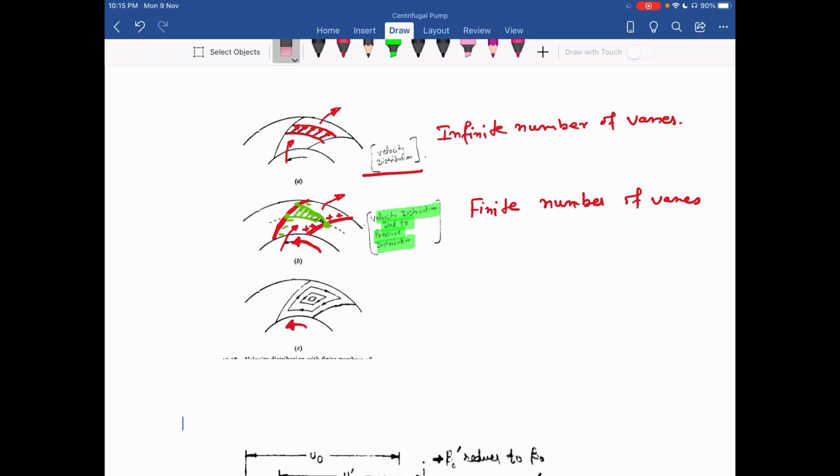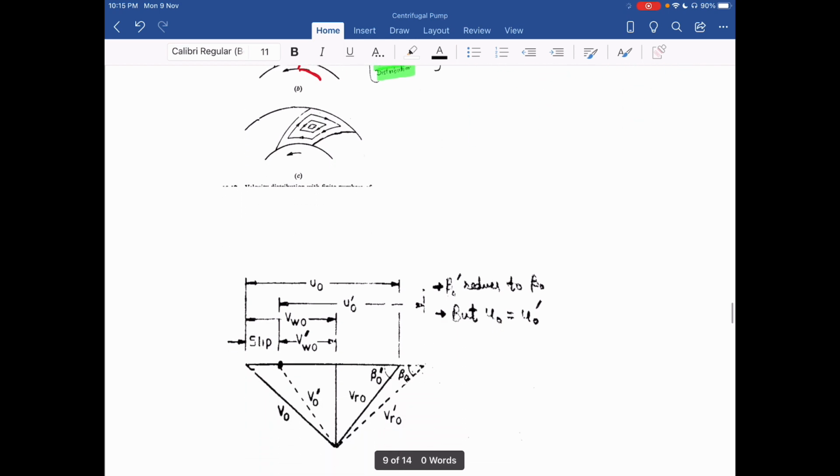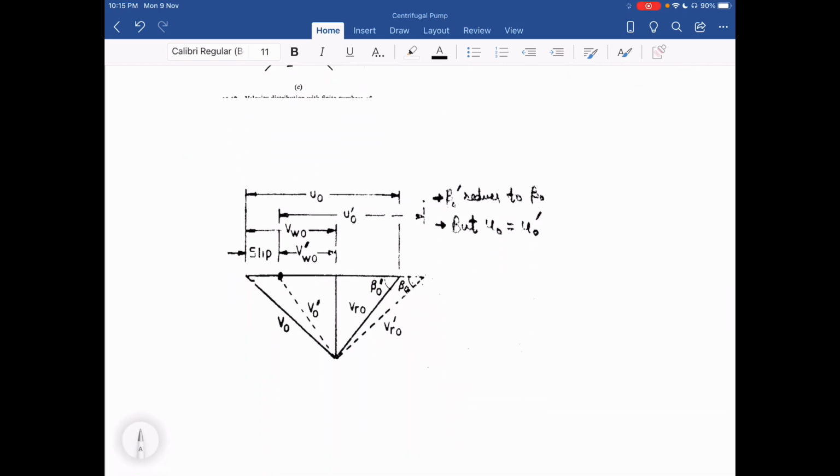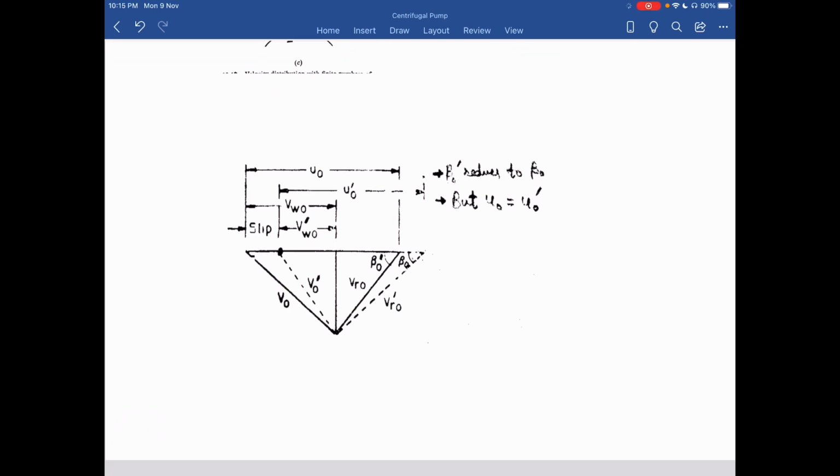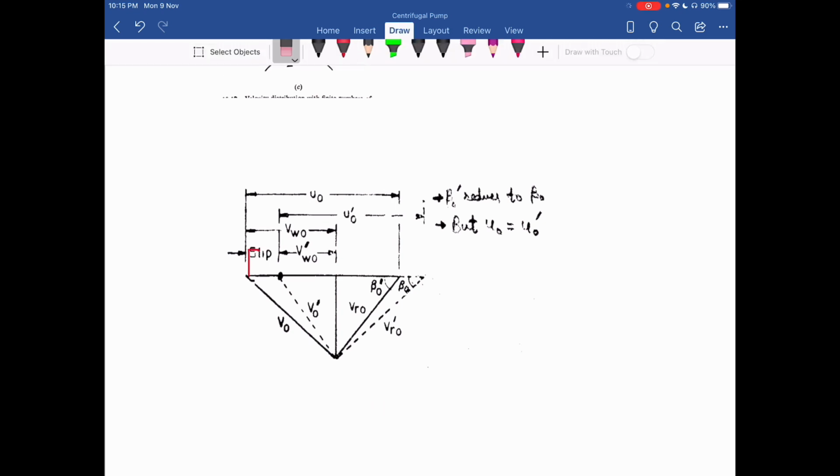So due to this circulation, there is the effect on the velocity diagram. Okay, the velocity diagram at the outlet of the impeller. The impact is now, you can see, now we have the velocity diagram, the initial velocity diagram, that is this one with thick lines. Okay, now this is VO and this is VRO and the angle is beta O dash. This angle is beta O dash.